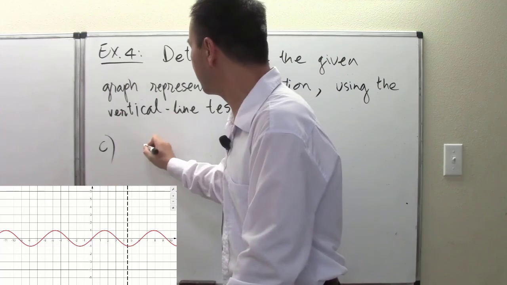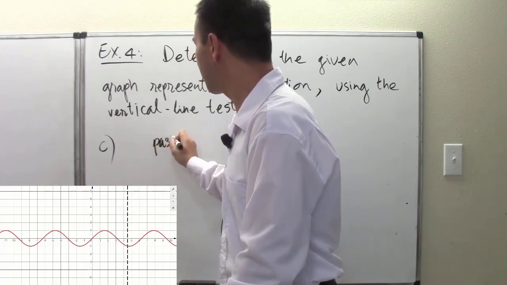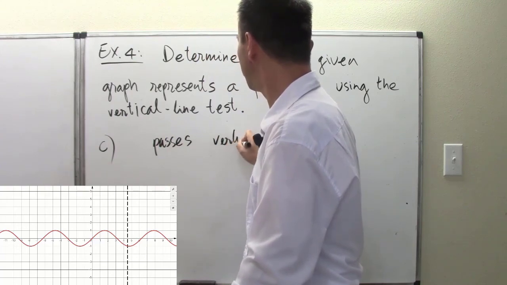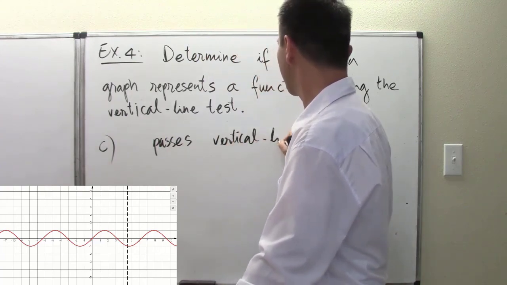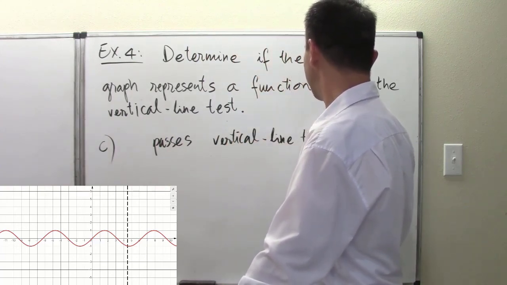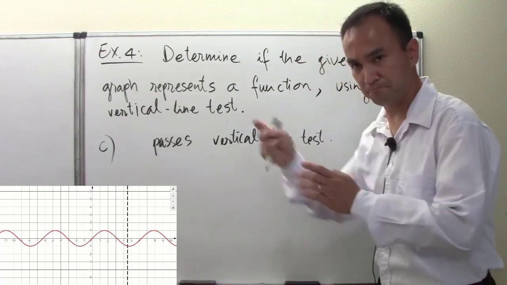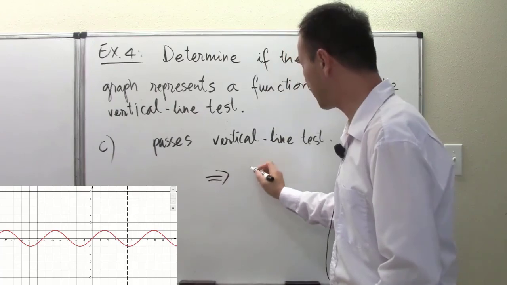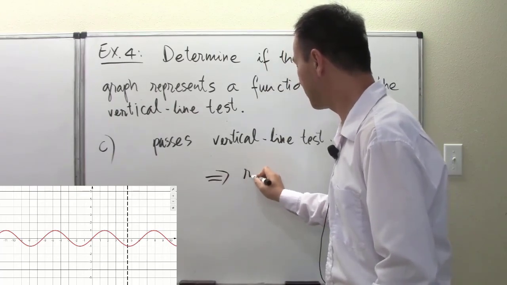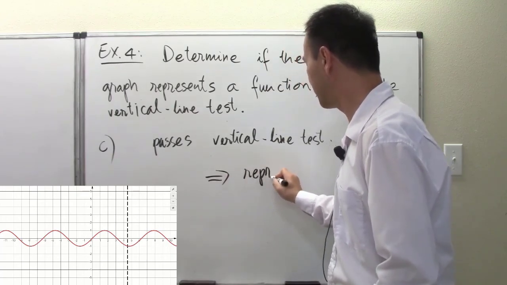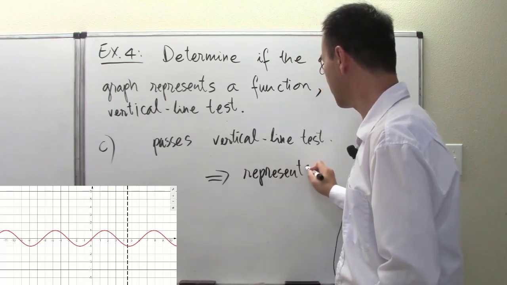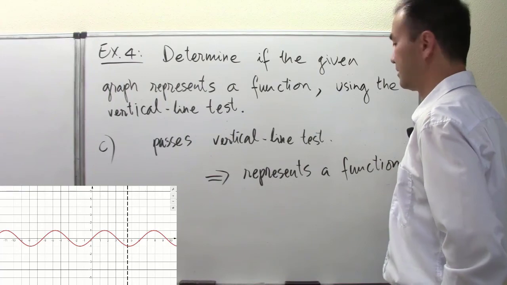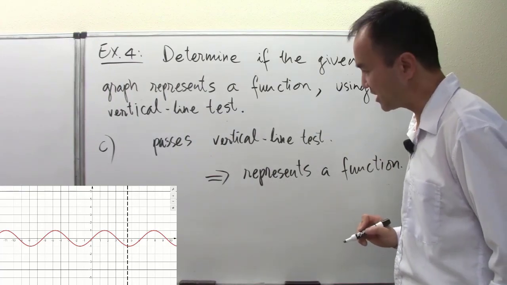So it passes. This graph passes the vertical line test. All right, so that's what we recognized. We trace it back and forth enough, and that means this graph represents a function. All right, so that's part C.